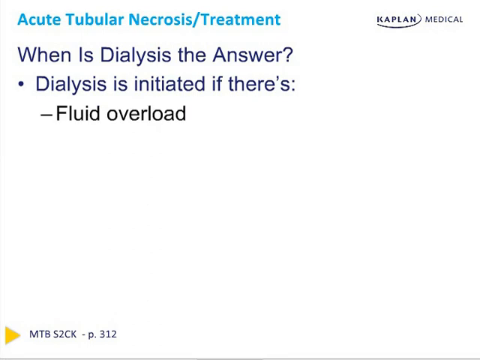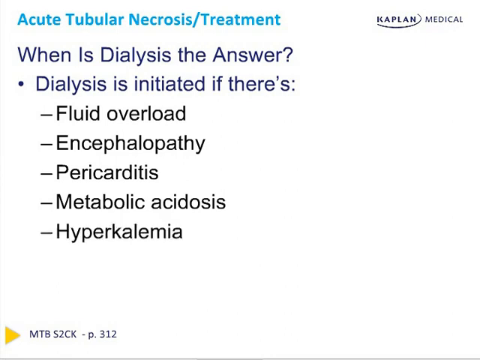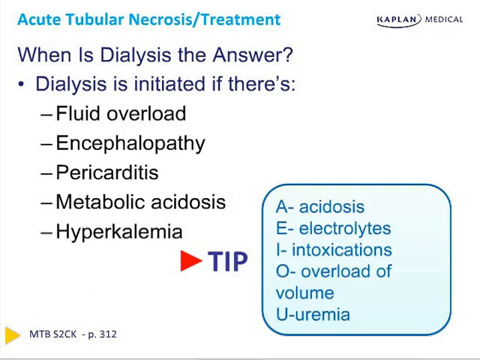We do dialysis when the patients are severely fluid overloaded and aren't responding to diuretics, when they're encephalopathic from the effects of uremic toxins, when they develop pericarditis as a manifestation of uremia, when they develop a severe metabolic acidosis that's life-threatening, or in the setting of severe hyperkalemia that's symptomatic with peaked T waves.